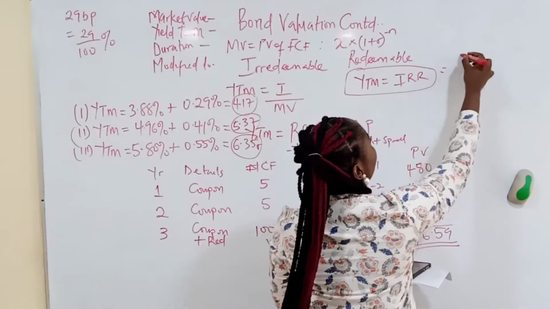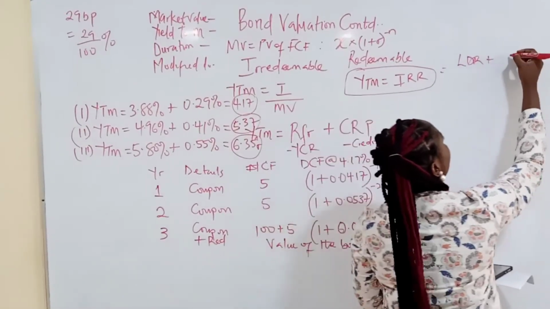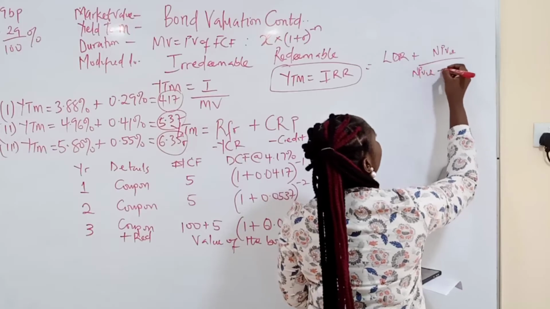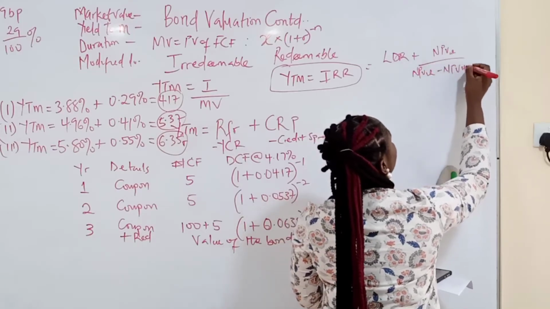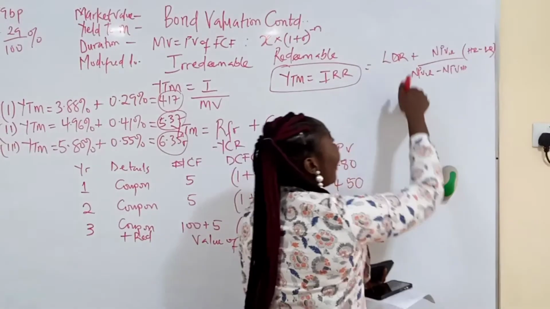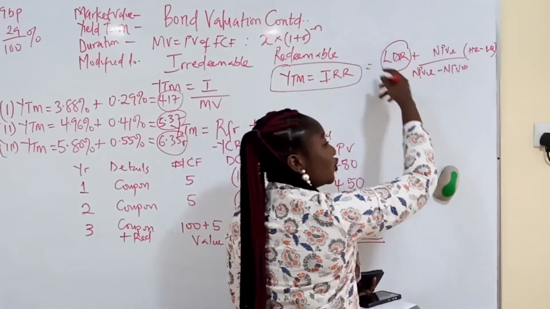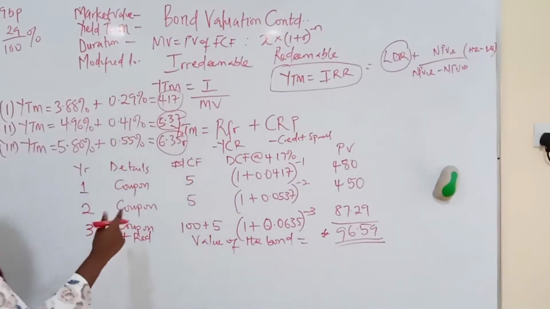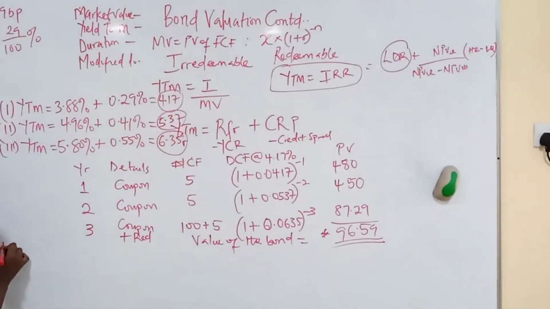Remember the formula: lower discount rate plus NPV of lower rate over NPV of lower rate minus NPV of higher rate, into higher rate minus lower rate. When you write the formula, ask yourself, what is my lower rate? You don't know it until you start by discounting with your coupon. Okay, so we are already in B.